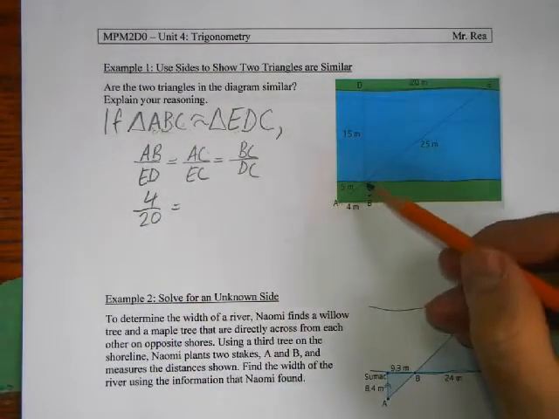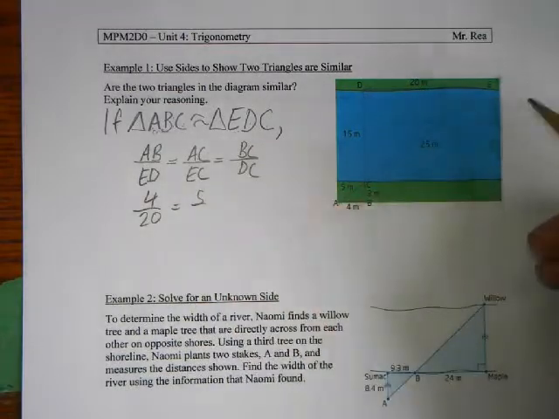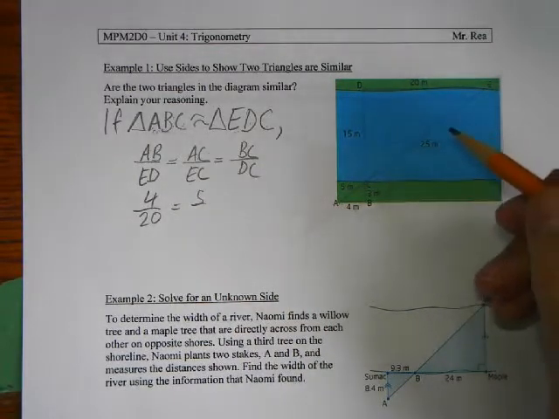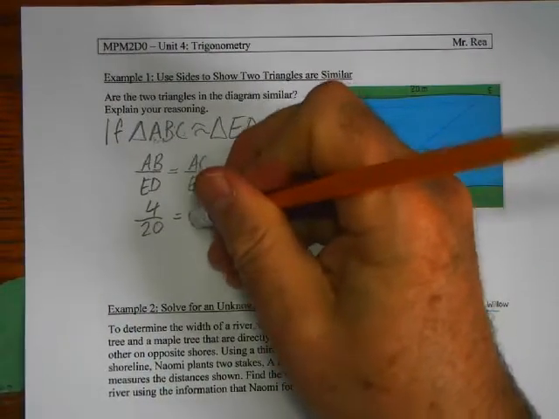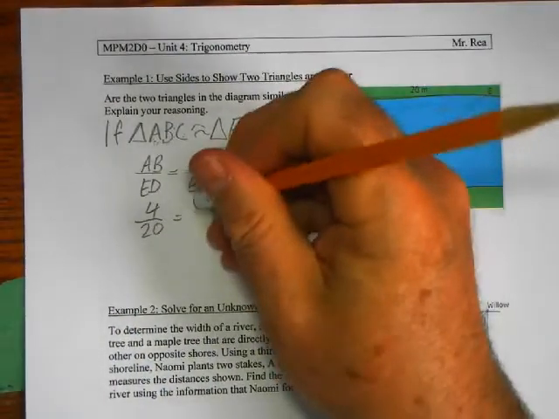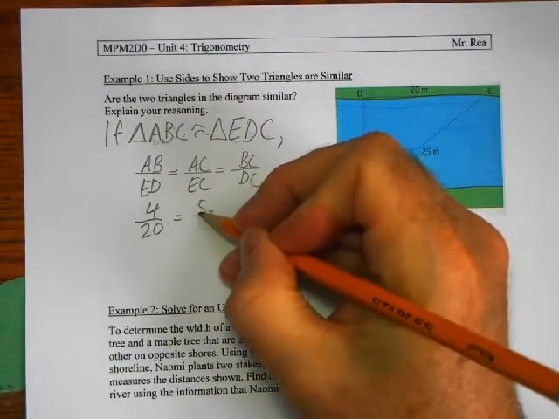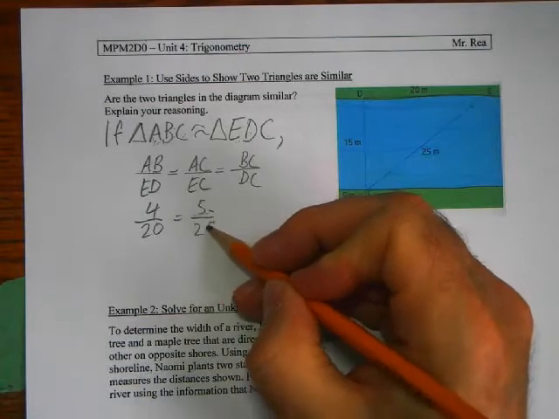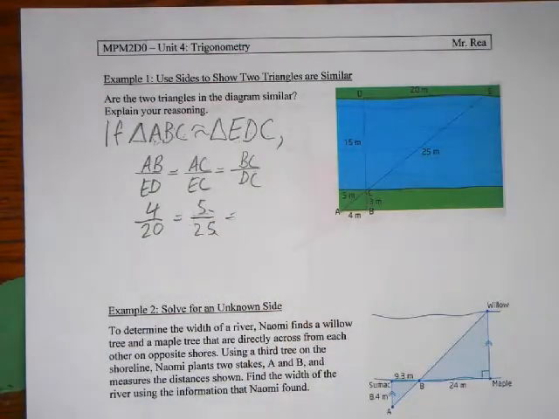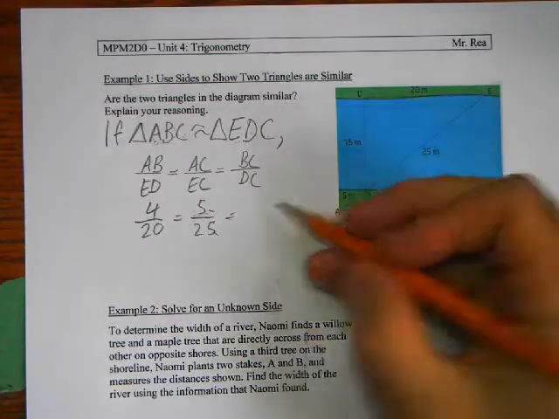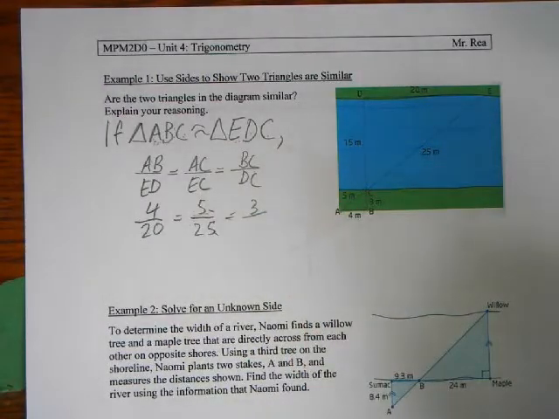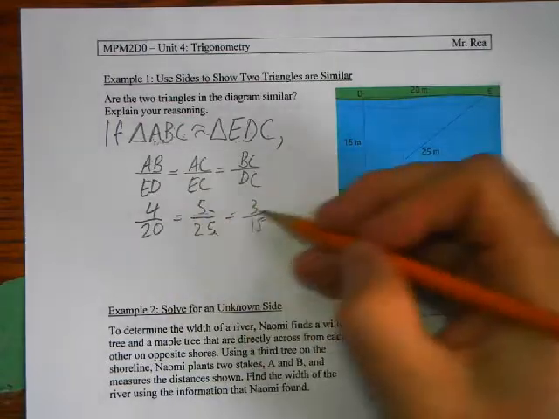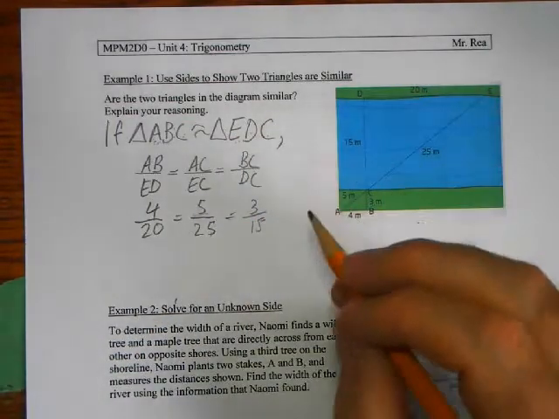AC, that's 5 over EC, 25. Sorry, that was a 3. Oh, that's right, 5. EC is 25. And then BC is 3 over DC is 15. Now these look like they're different numbers, but all of them can be reduced.